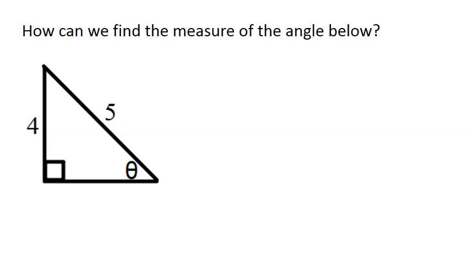If we look at the right triangle that we have, we know that the side opposite the right angle is the hypotenuse. And we know that the side opposite the angle is where the 4 is. So since we have opposite and hypotenuse, we know that this ratio is true: sine of theta is equal to 4 over 5. And we're interested in knowing what the angle is.